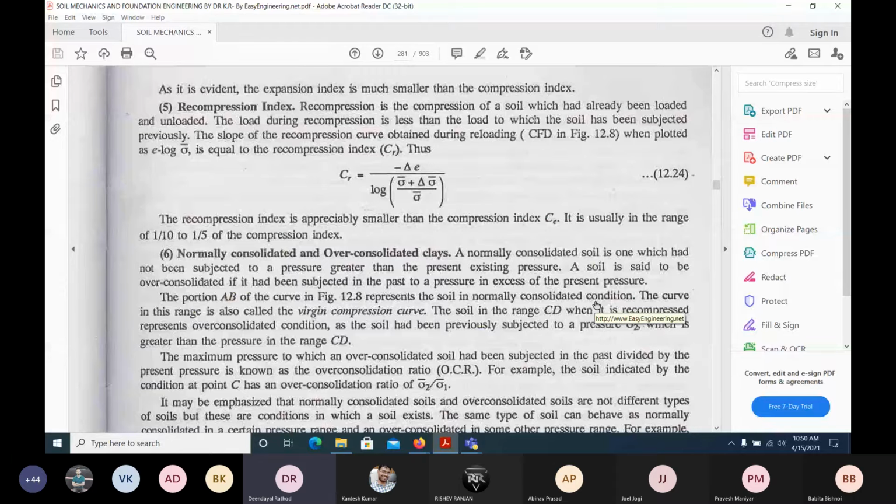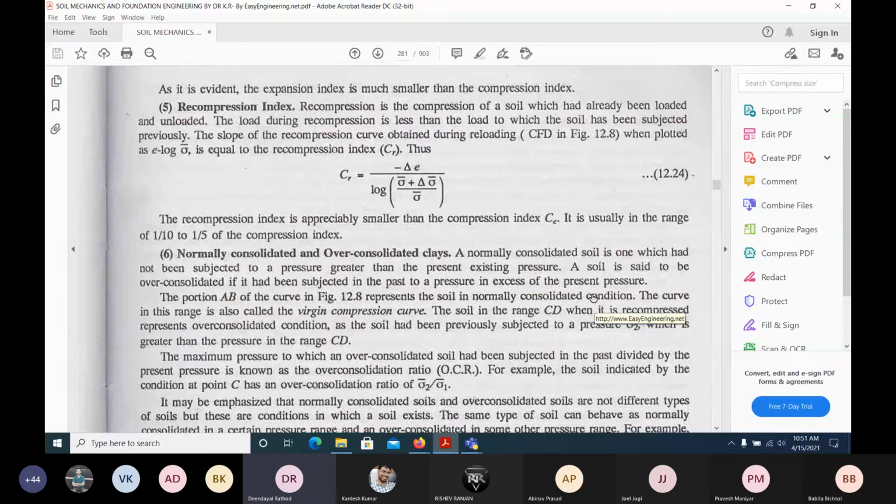Here in clay soil we have two types: normally consolidated clay and over consolidated clay. When we have to call it normally consolidated clay and when over consolidated clay, we'll see now. A normally consolidated soil is one which has not been subjected to a pressure greater than the present existing pressure. That means we have started applying some pressure to the soil.